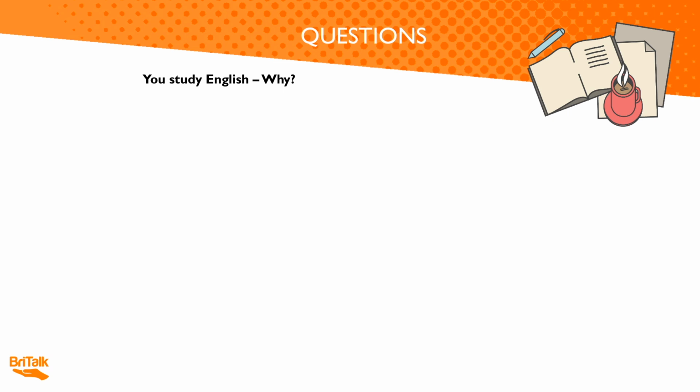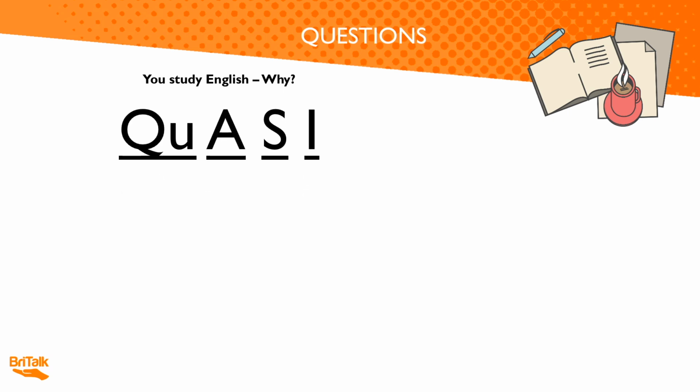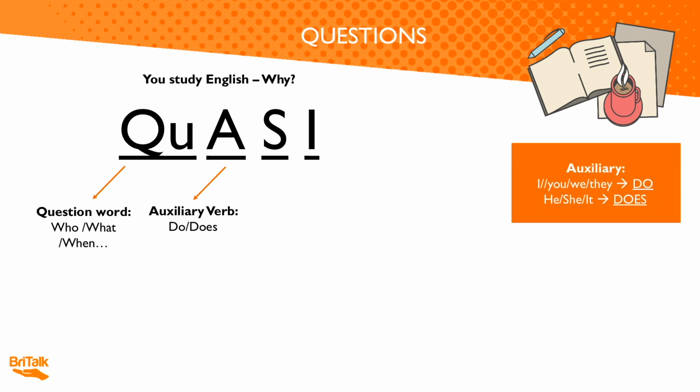We can use the word quasi to help us. So the QU stands for question word, such as who, what, when, etc. A stands for the auxiliary verb do or does. If we use the subjects I, you, we, or they, we use do. If we use the subjects he, she, it, we use does.